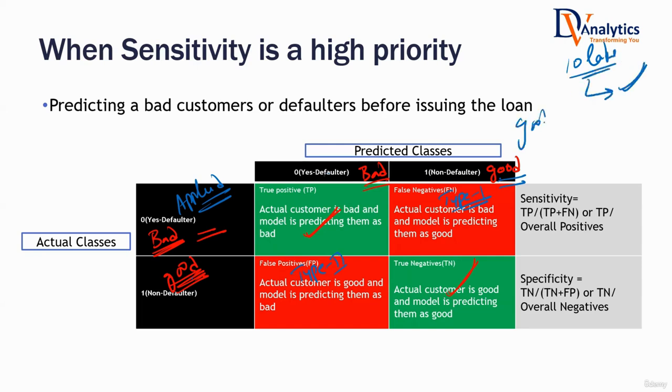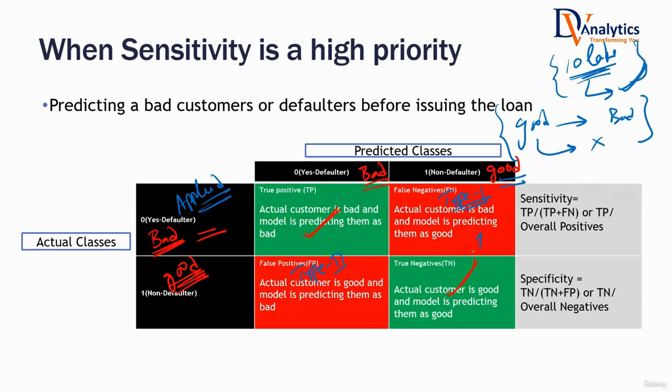But a good, innocent customer came to you and the model predicted him as bad. What are you going to do? You're going to decline. When you decline an application, are you going to make any loss? Is there any risk of money? No. Only the profit you will lose. But what is the risk here? The entire 10 lakhs. A bad customer is approved, you will lose 10 lakhs.